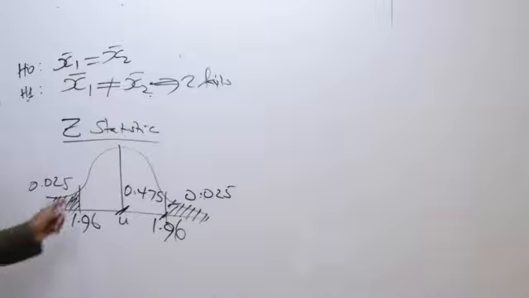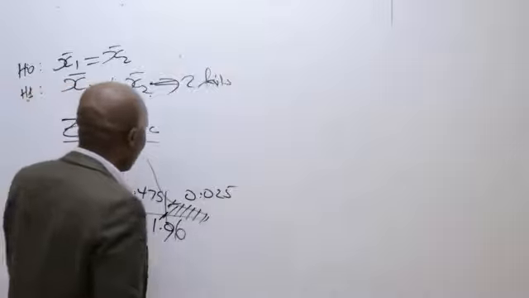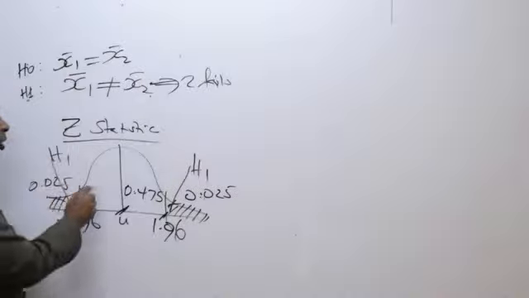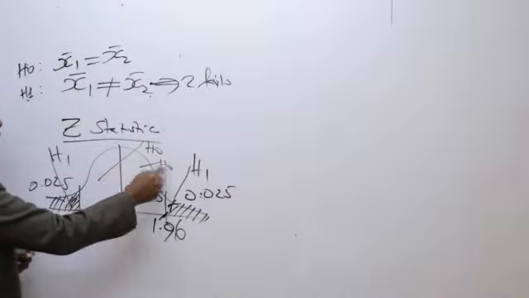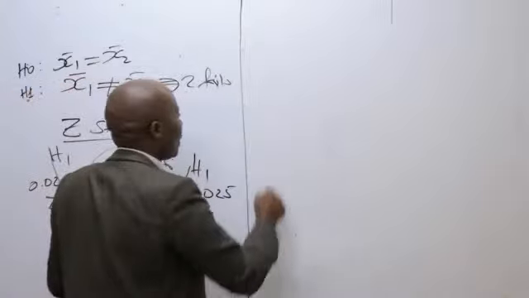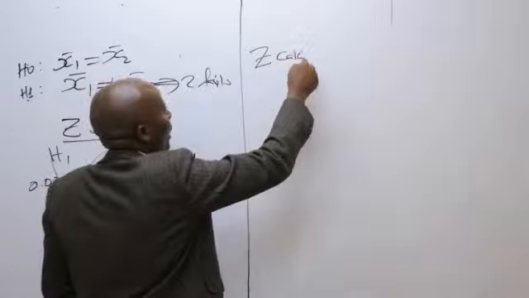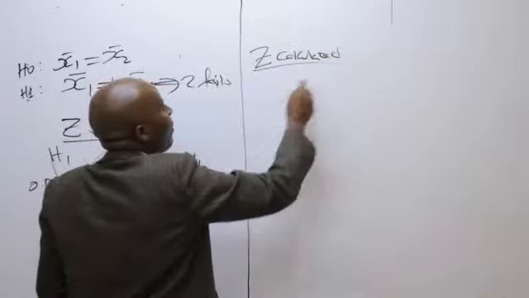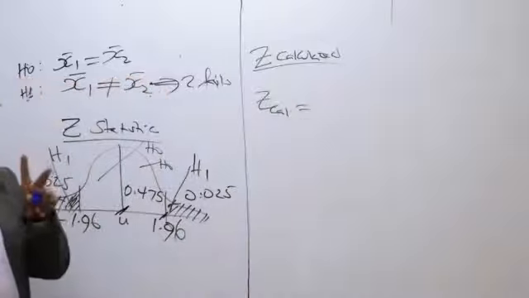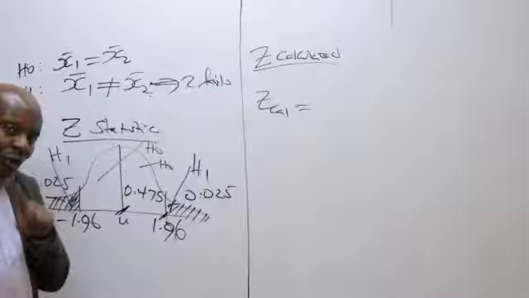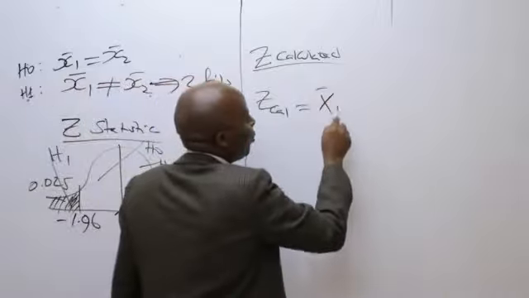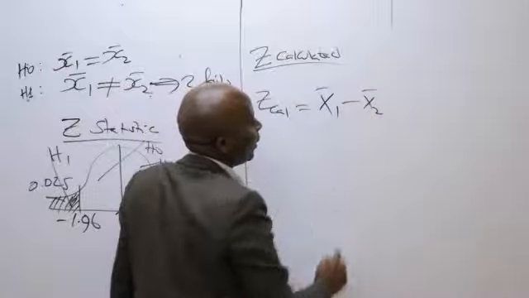So ladies and gentlemen, after getting the Z statistic nicely, don't forget that this will be denoted as H1. The other one will also be denoted as H1. These two will be H0s, like that. So now we go to the last stage, which is the stage of Z calculated. Remember that now here we have got two samples. We can't talk of X bar minus mu. No. With 2 samples, what we have here is the difference between the 2 samples.